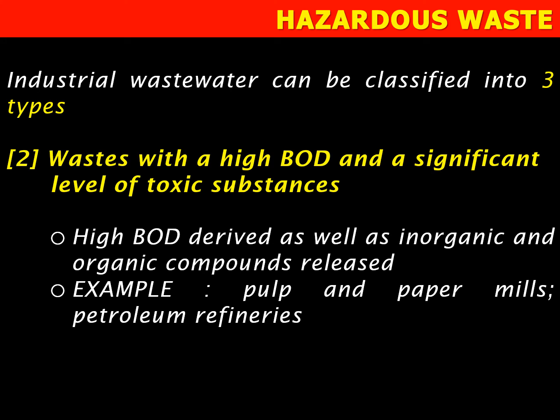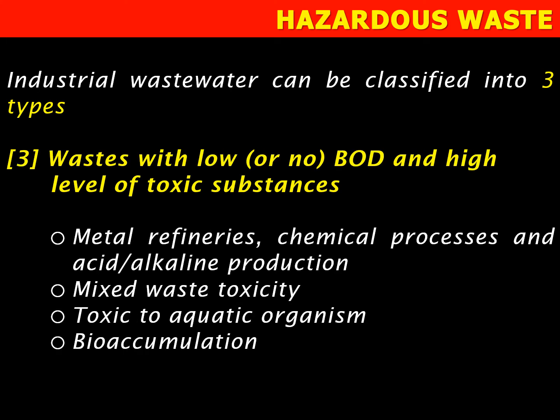The second type is wastes with a high BOD and a significant level of toxic substances. The high BOD is derived as well as inorganic and organic compounds released. For example, pulp and paper mills, petroleum refineries. The third type is wastes with low or no BOD and high levels of toxic substances. For example, metal refineries, chemical processes, and acid or alkaline production. This waste normally is a mixed waste, toxic to aquatic organisms, and can cause bioaccumulation problems.